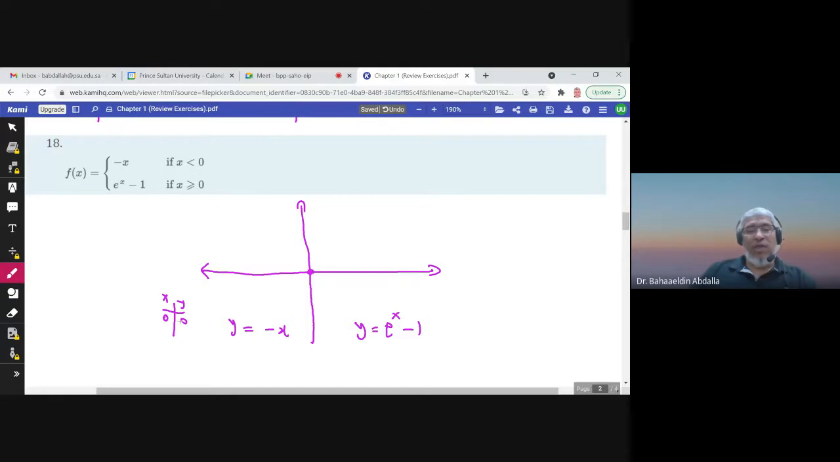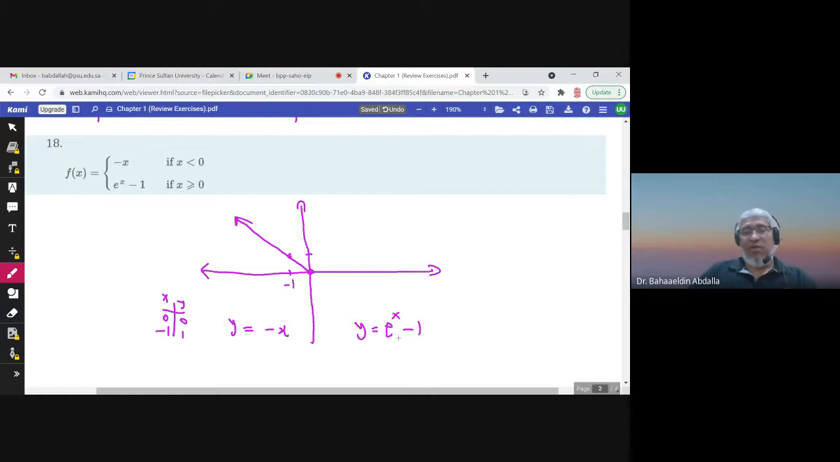Okay? And if you choose another x, for example -1, a value of x to the left of 0, then for -1, y would be 1. So this would be the graph of this line. And it's a very famous line, the line y equals -x.